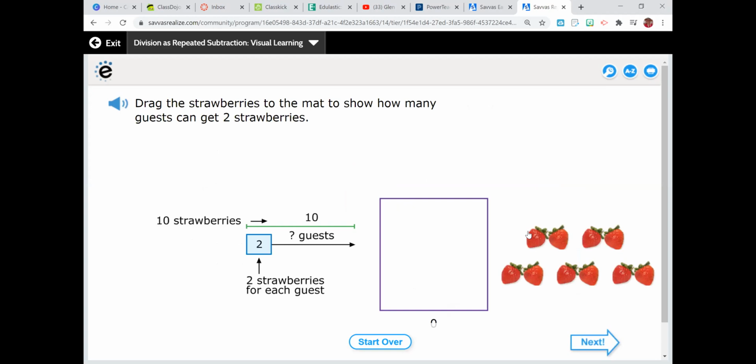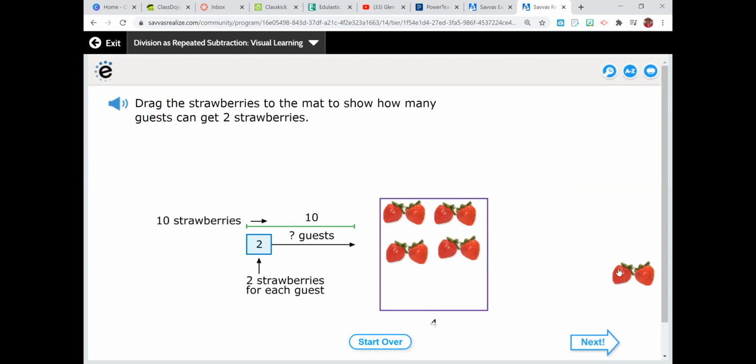So we have 10 strawberries over here on the side, and I am going to get rid of them by twos. So there I got rid of 2. I'm going to count how many groups of 2 I do. First one is 1, 2, 3, 4, 5. 5 groups of 2 equals 10 total strawberries.